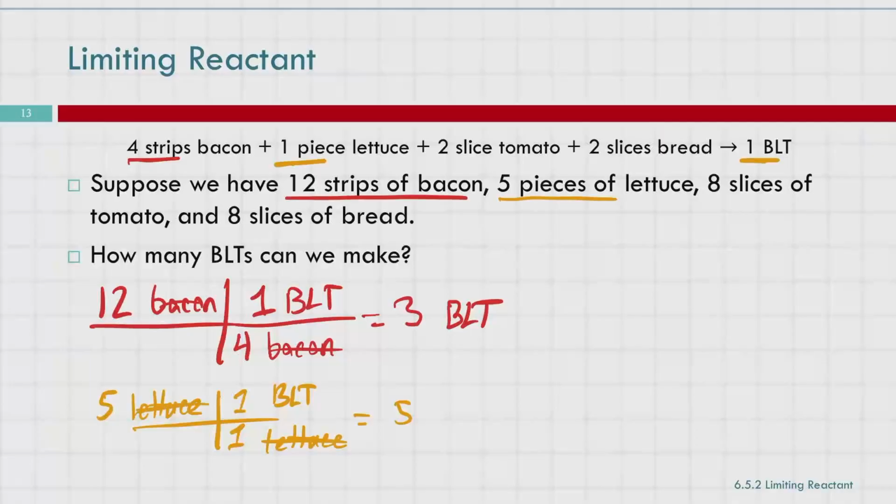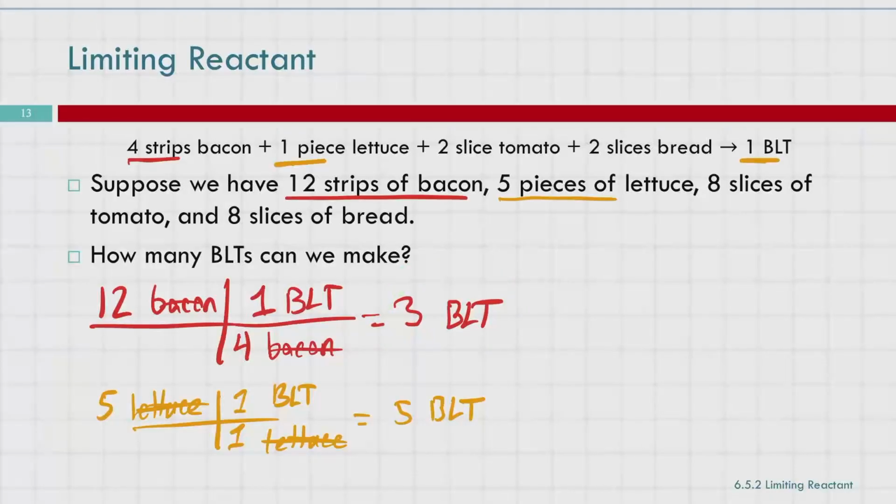So I could make 5 BLTs just based on the amount of lettuce that I have. Now let's think about this for a second. Can I actually make 5 BLTs? I cannot make 5 BLTs. Why not? I do not have enough bacon, right? So the maximum that I can make still is 3 BLTs.